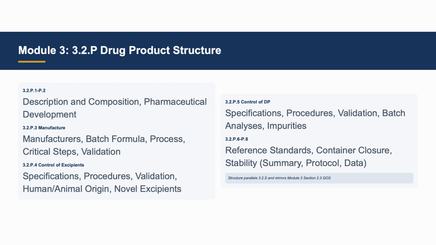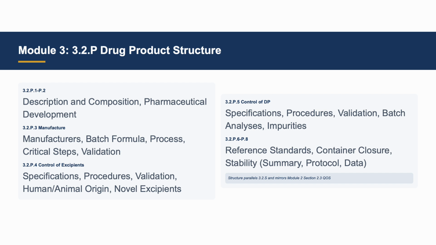Section 3.2.P.3 addresses manufacture, including identification of manufacturers, batch formula, description of the manufacturing process and process controls, controls of critical steps and intermediates, and process validation data. Section 3.2.P.4 covers control of excipients, including specifications, analytical procedures, validation of those procedures, justification of specifications, and special considerations for excipients of human or animal origin or novel excipients.